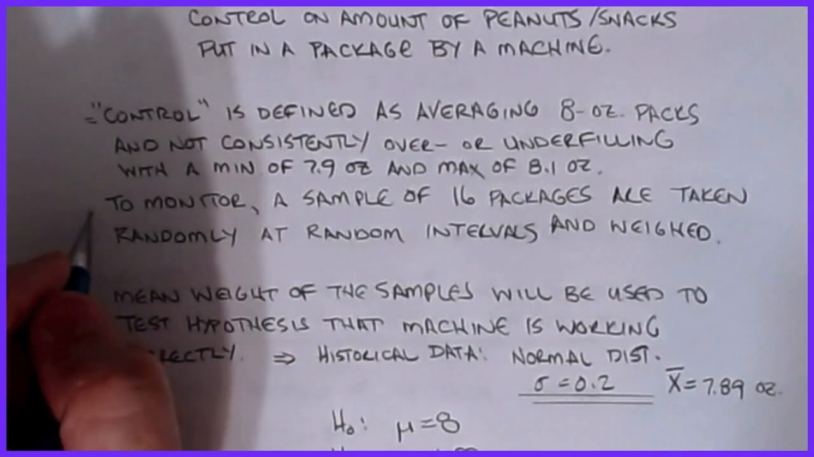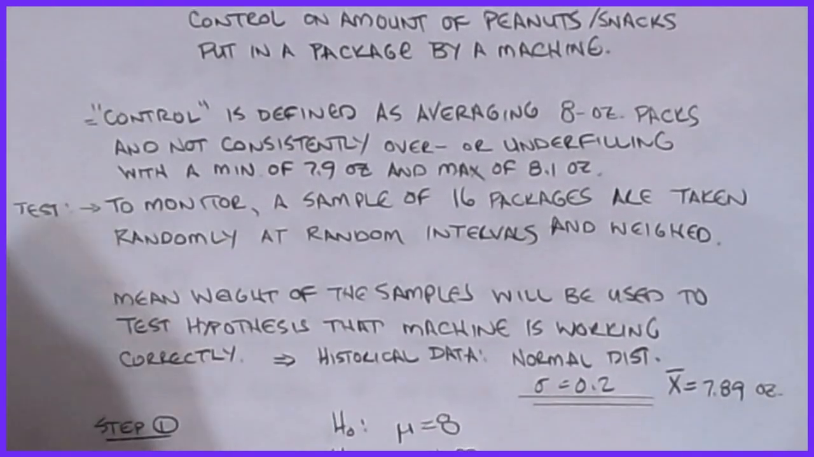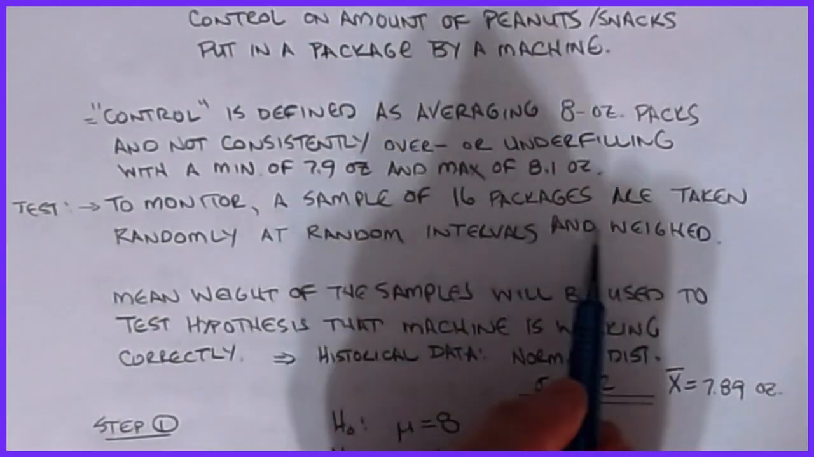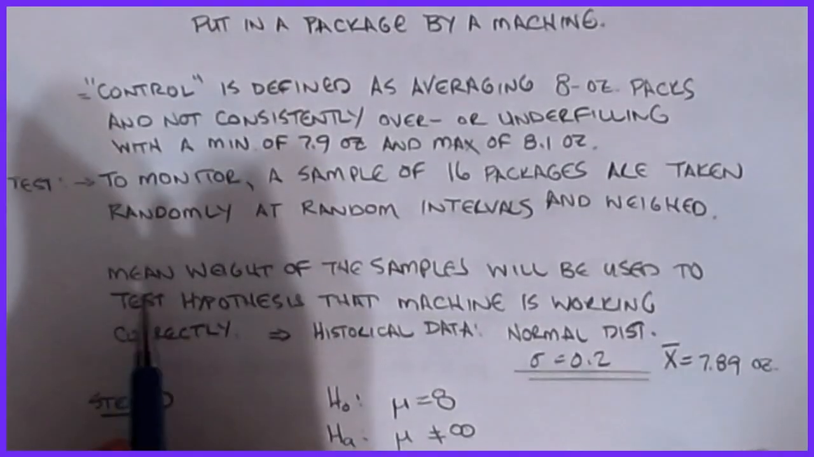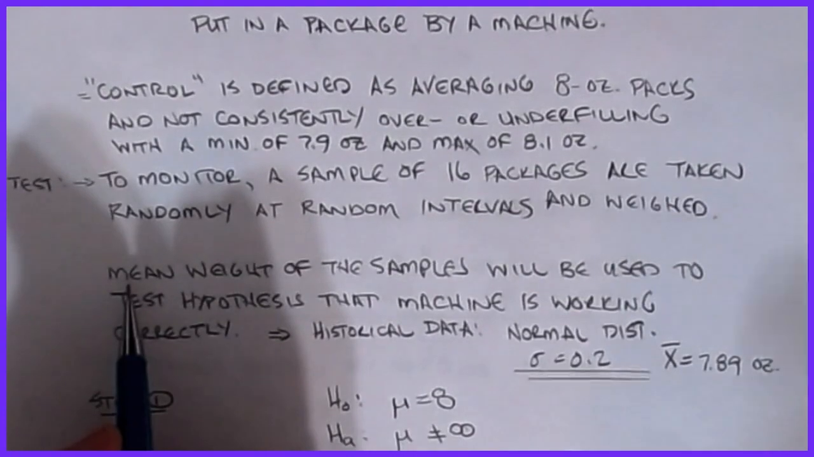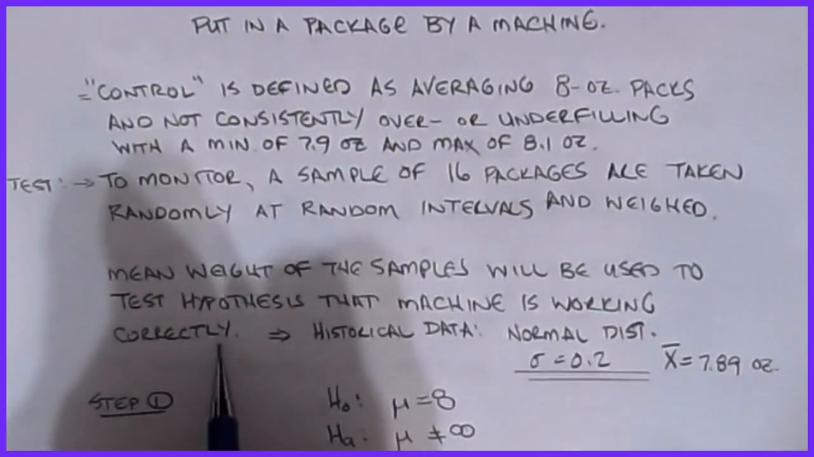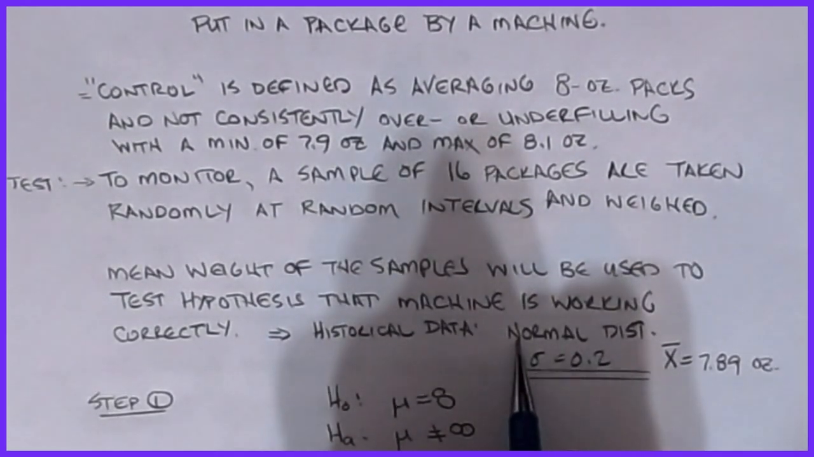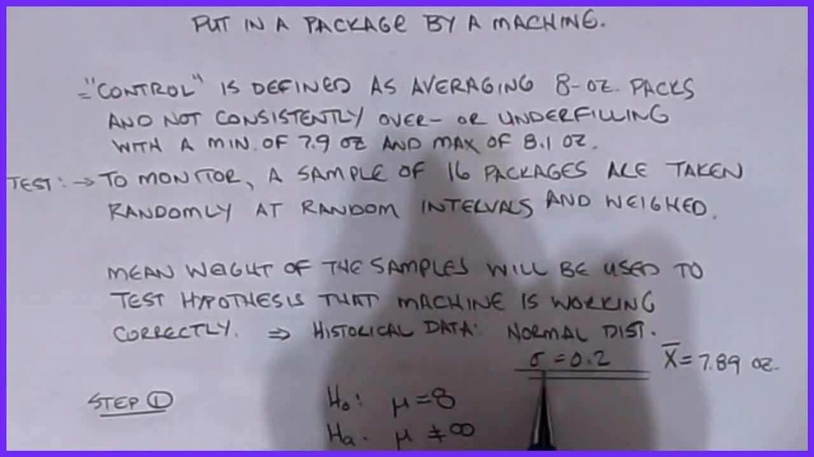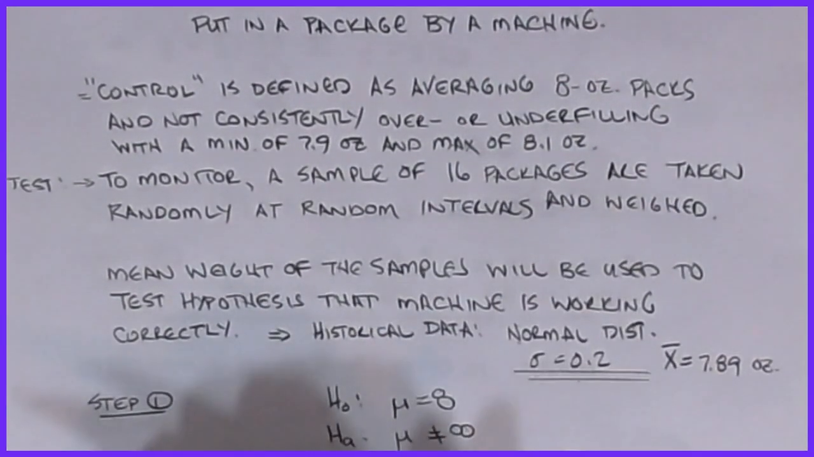Okay, so to monitor, which is our test, we're going to sample 16 packages randomly at random intervals, and we're going to weigh them. From this sample data, the mean weight of the samples will be used to test the hypothesis that the machine is working correctly. The data we're going to draw from this is normally distributed. Again, that's kind of a historical idea. Your population standard deviation is 0.2, and the average of the sample that you pull is 7.89 ounces.